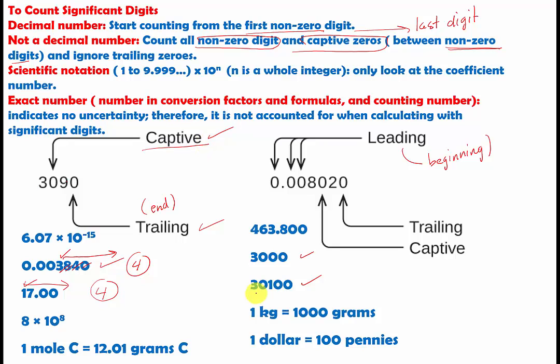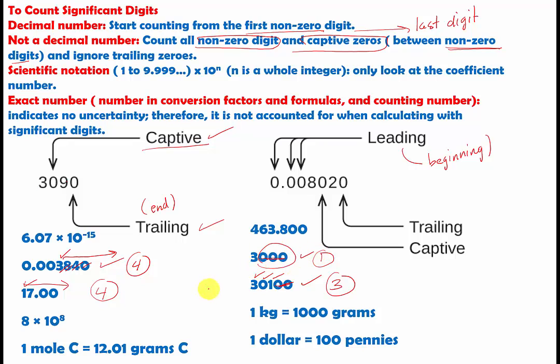In this case, we have 3, 0, 1, 0, 0. So we have 1, 2, 3. These last zeros do not count because they are not captive zeros. So we have 3 significant digits here. Over here, we have 3, 0, 0, 0. These zeros are not significant. So therefore, it only has 1 significant digit.